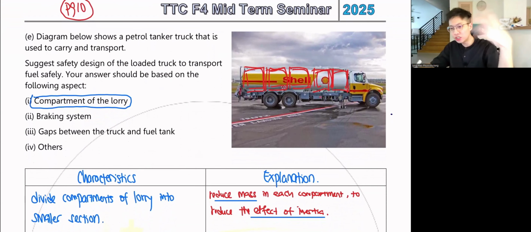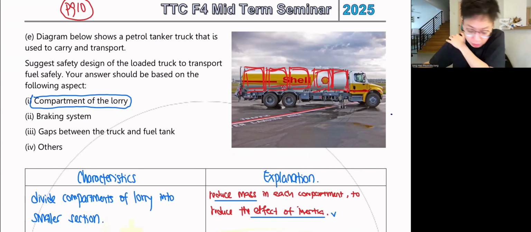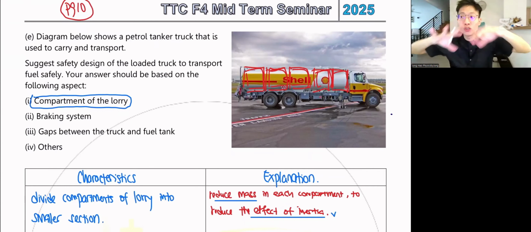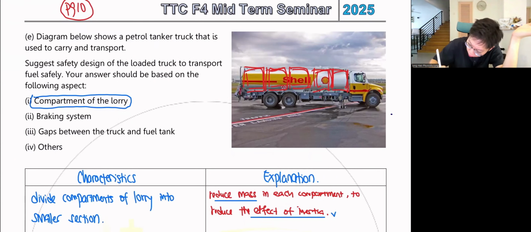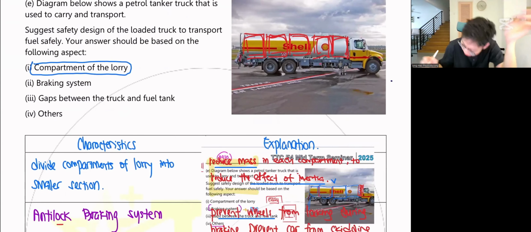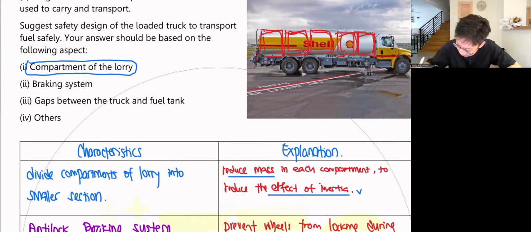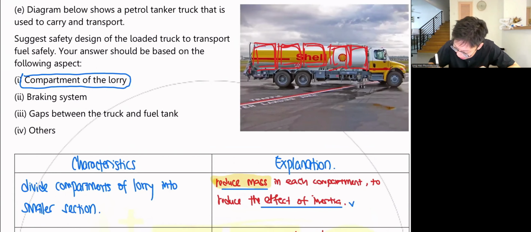Rather than you just straight away telling me to reduce the effect of inertia, you tell me why doing this will reduce the effect of inertia. Like Joshua said, we will distribute the mass. I like your answer, Joshua. Or you can say divide the mass. So we can reduce the mass in each of the compartments. So when the mass in each compartment is lesser, I can reduce the effect of inertia in each compartment.